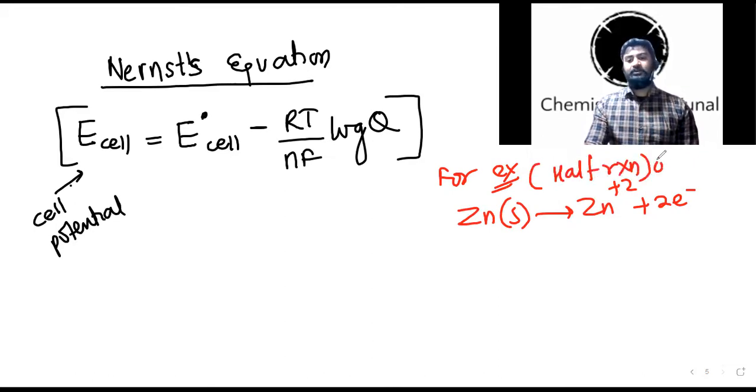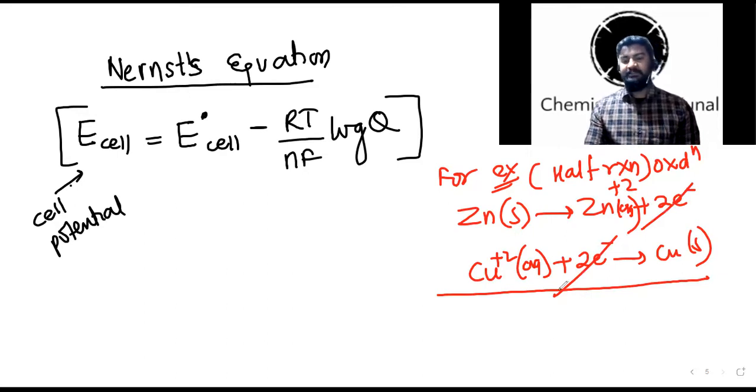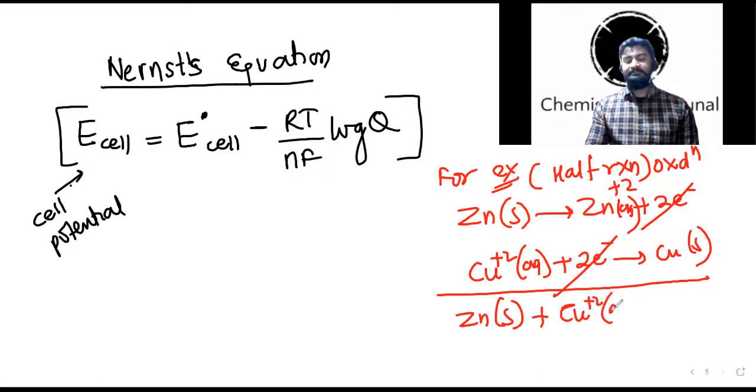Which half? Oxidation half. And this one, you can write state aqueous. And this one is the other half, right? See, now when you add them up, you get 2 electrons cancelled, right? And then you get zinc solid plus copper 2 plus aqueous, giving us copper solid plus zinc 2 plus aqueous.